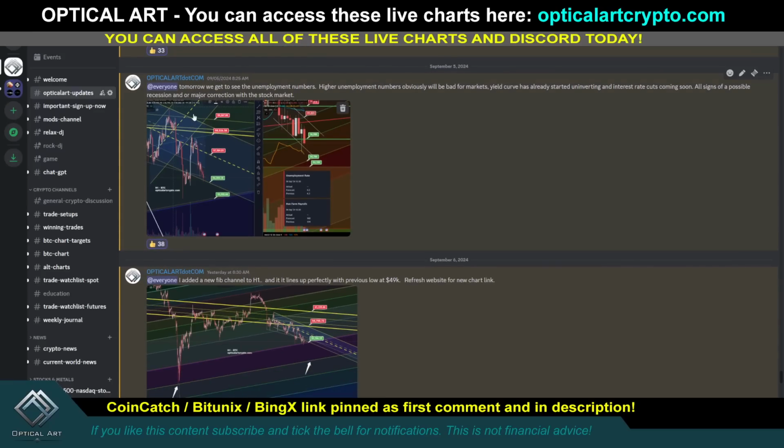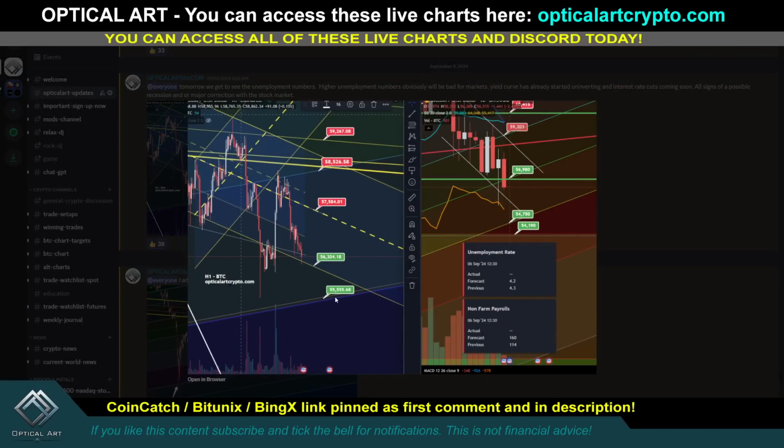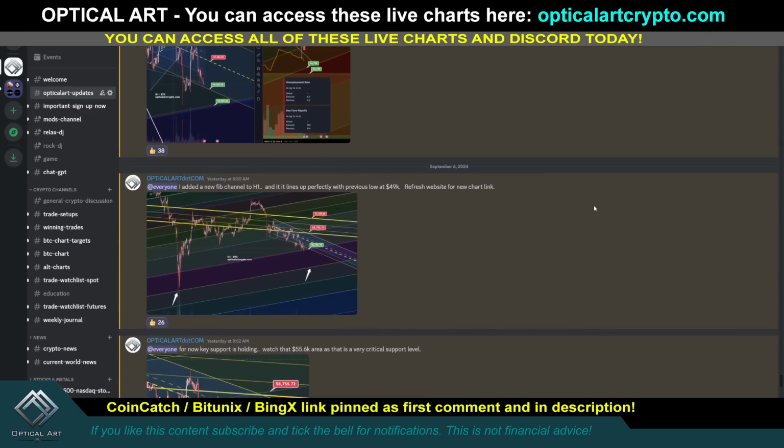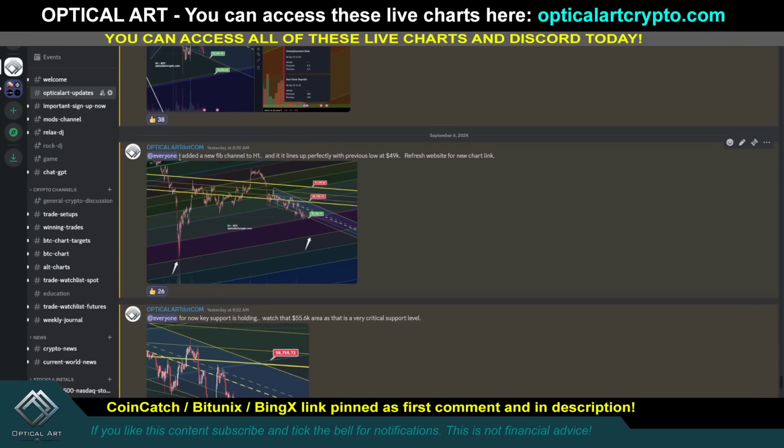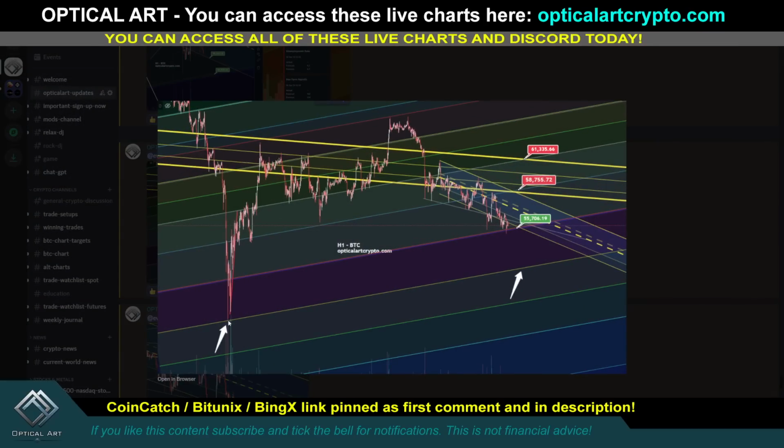I made a post. Notice this right here. I was showing the H1 chart. Notice below 55,500, there's nothing. It's all blue. And by the way, that was a long entry I gave in the last video that did play out. And then right here it said I added a new fib channel to the H1 chart. And it lines up perfectly with 49K. And what I was referring to was this point right here.